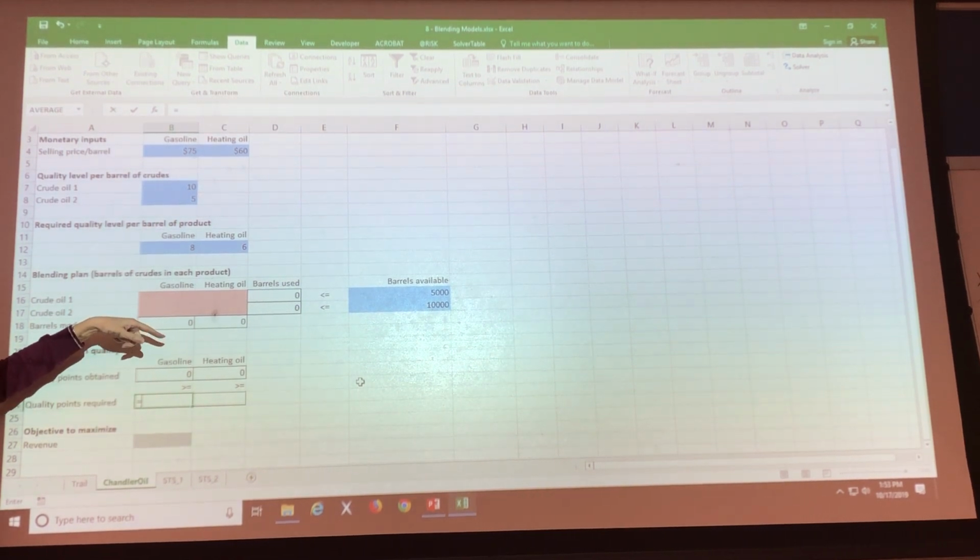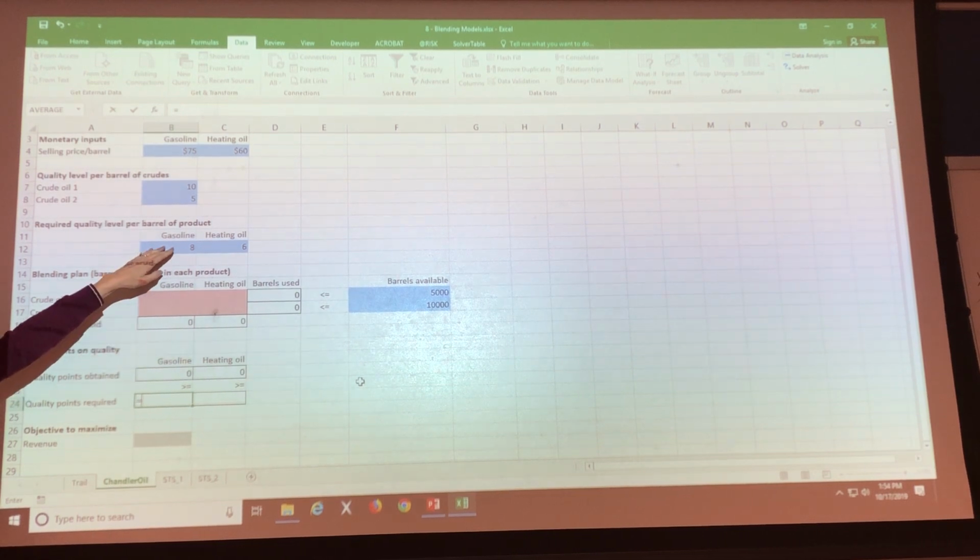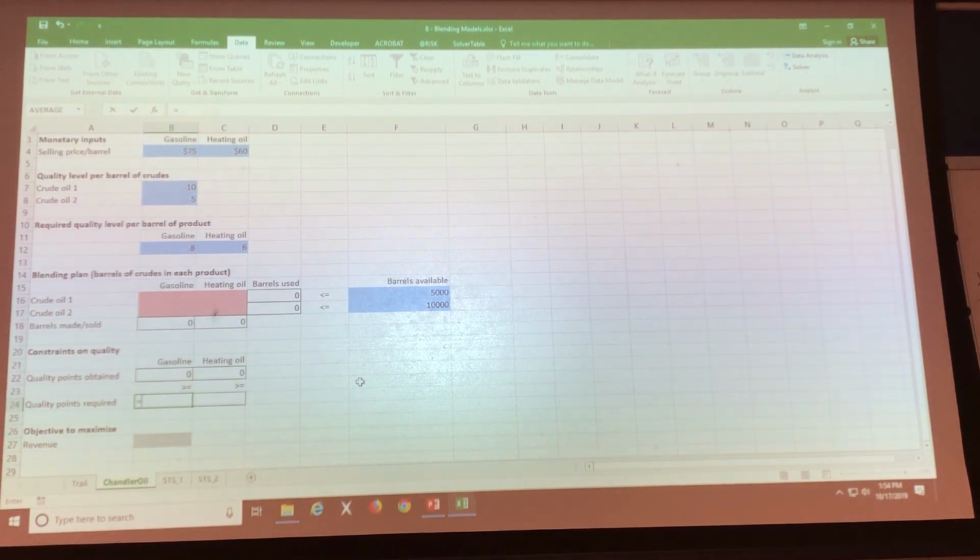What you just said is what we did. However many of these barrels we make and sell, they each have to have 8. So that one is just multiplying the two: B18 times B12. That doesn't need any absolute references, and I'll just copy it over and check it, but it's a pretty straightforward one.